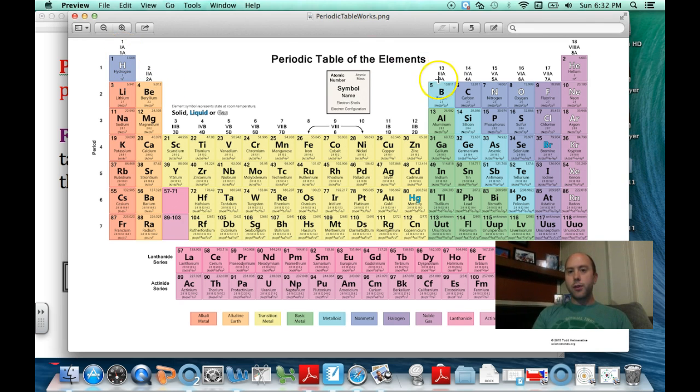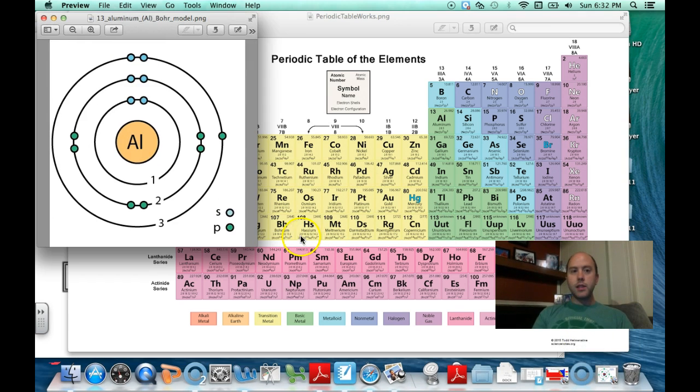Every single element in family 3A has 3 valence electrons. And let's look at that. Aluminum is in family 3A. And if I pull up the picture of that again, we can see this. Valence electrons are the outermost electrons. Again, they are the electrons in the outermost energy level. 1, 2, 3. It's in family 3A, therefore there's 3 valence electrons.